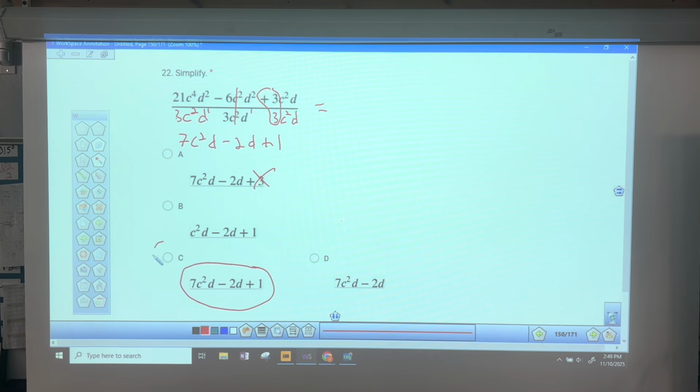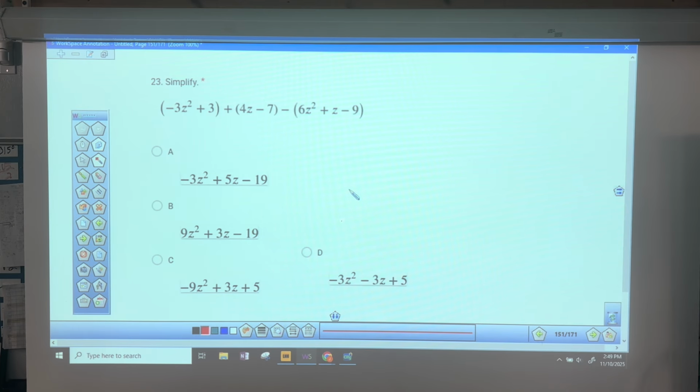They tried to trick me with letter A. So it says simplify, and they're separated by pluses and minuses. If it's a plus, you can just ignore the parentheses. So I'm going to set up a little graphical organizer. Negative 3z squared, and notice there's no z, so plus 0z plus 3. This is plus 4z. So down here I'm going to put plus 4z minus 7.